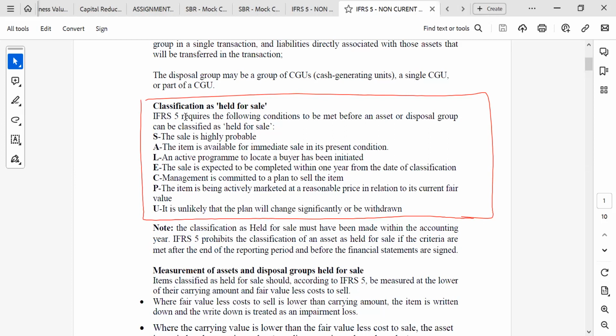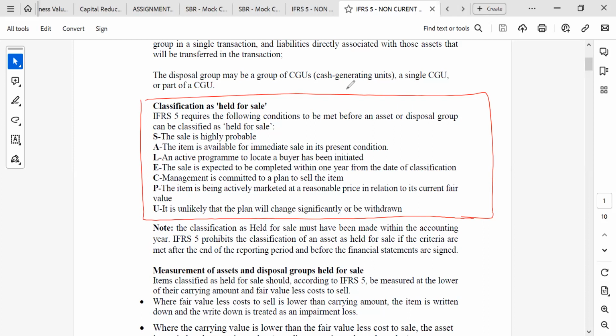So the asset must be in a condition that it can be available for immediate sale. Everything is working, everything is perfect. The asset should not be at a workshop. Some people will write "for sale" on the asset and still be using it. No, that is for individuals. For companies, as soon as you say that you are going to sell this asset and it has been classified as held for sale, you are not going to be using the asset again.